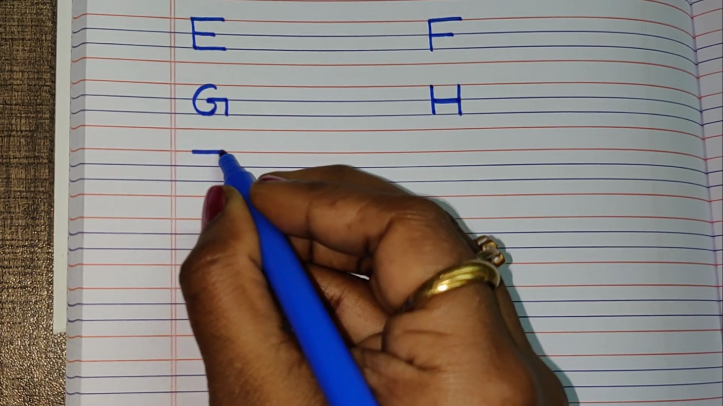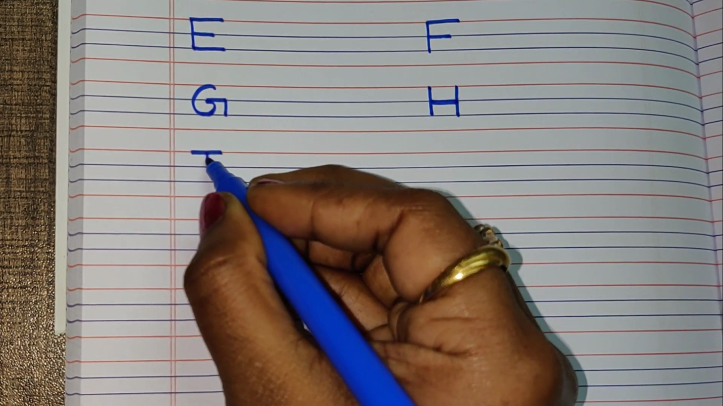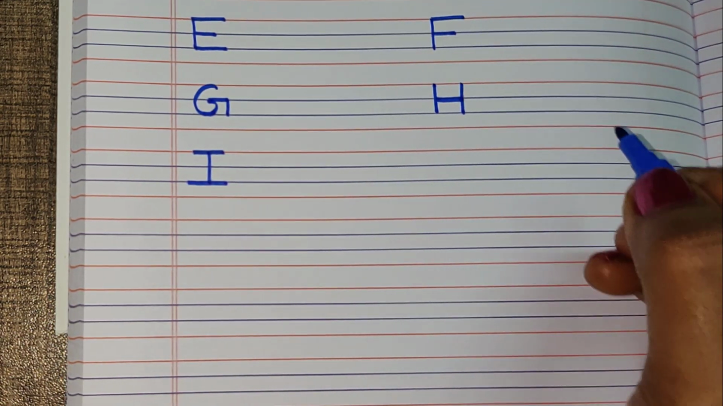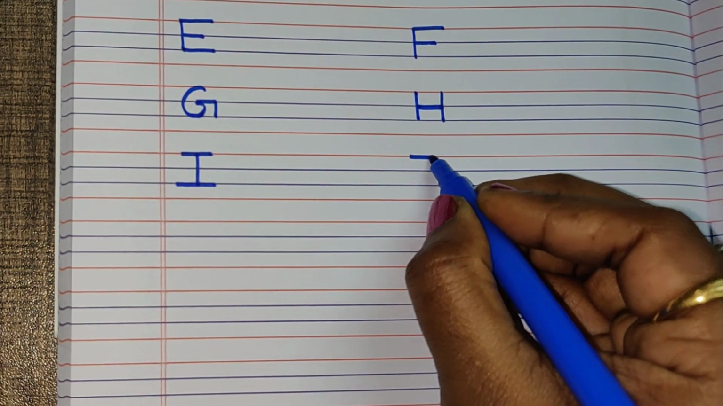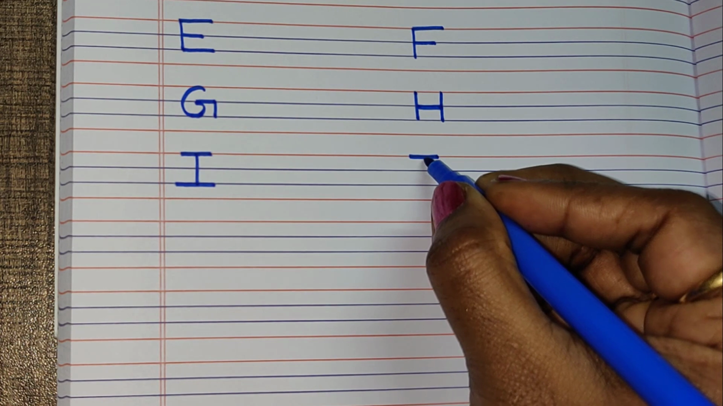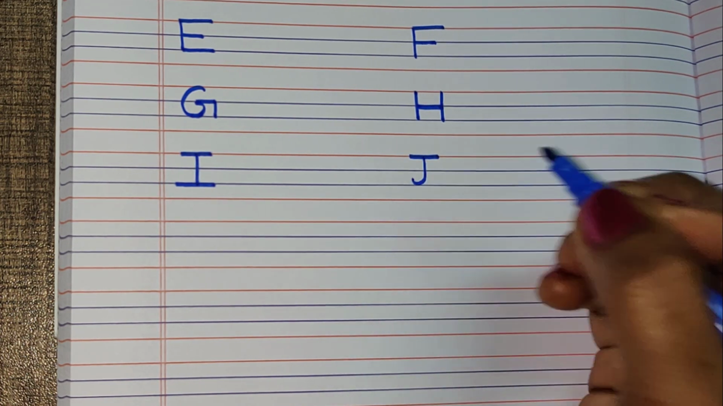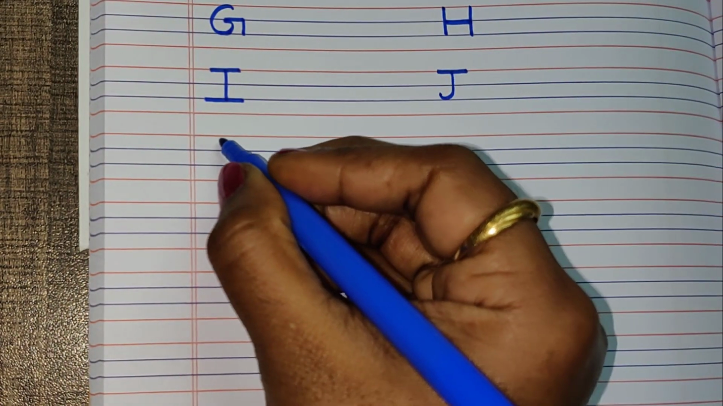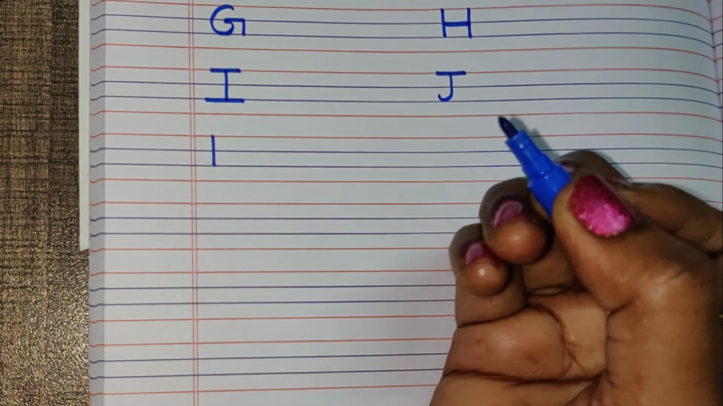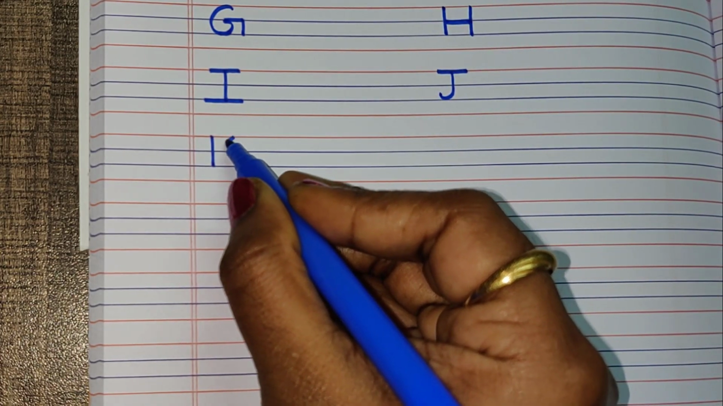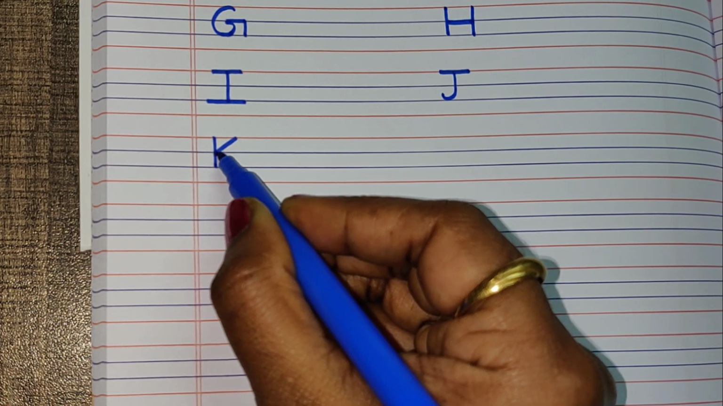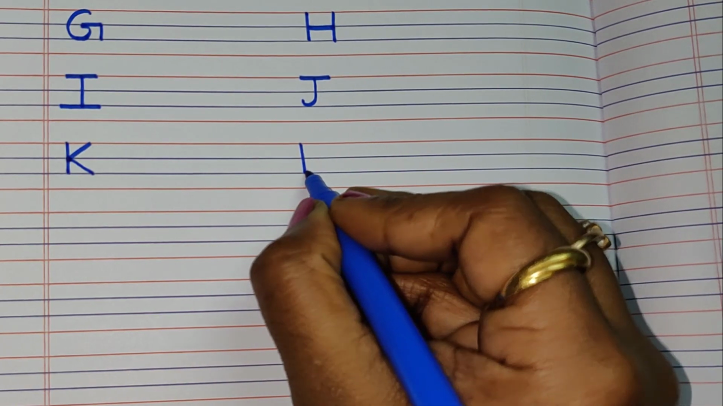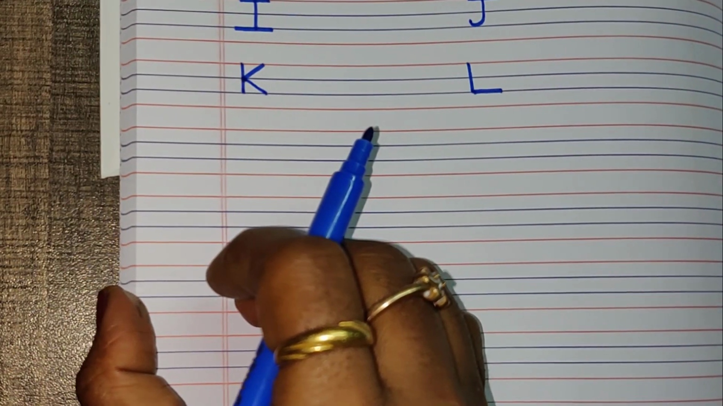Next is H, a standing line, and give some gap, and again a standing line, and in the middle of those 2 standing lines a small sleeping line, which makes H. Next is I, a sleeping line and a standing line, and again a sleeping line which makes I. Moving on to J, a sleeping line followed by just a standing line followed by a small curve which makes J.